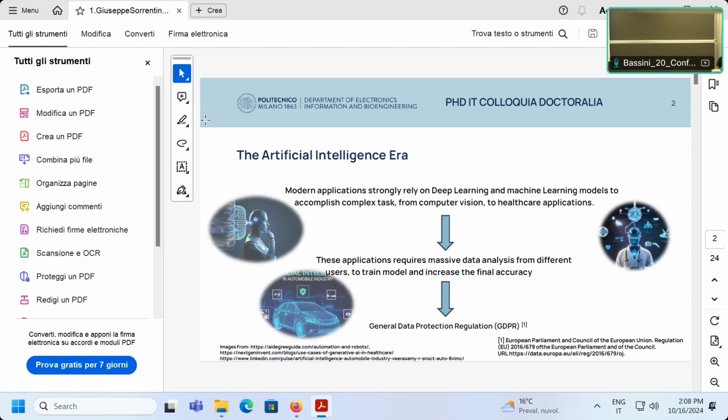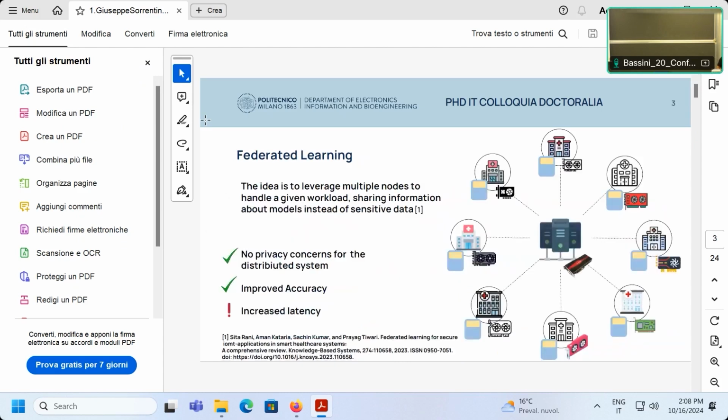To meet these concerns, literature proposes some paradigms like federated learning that essentially consist of exchanging the information about the models instead of moving data. This allows us to reach high accuracy, reducing privacy concerns. But privacy-preserving mechanisms add a huge latency to the overall application.